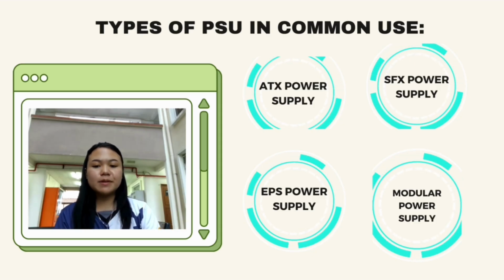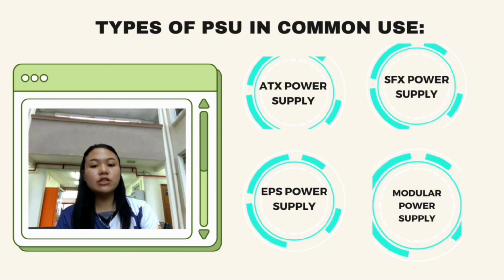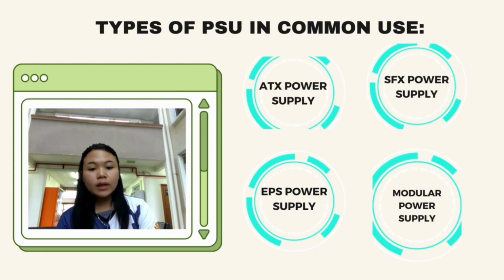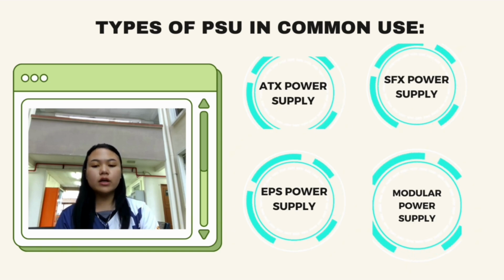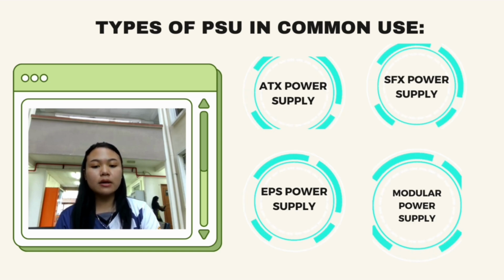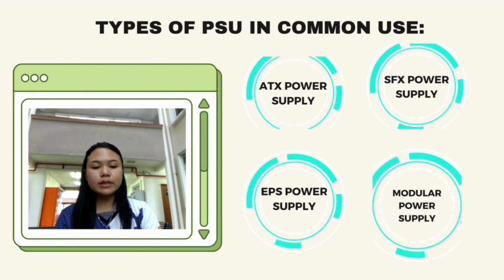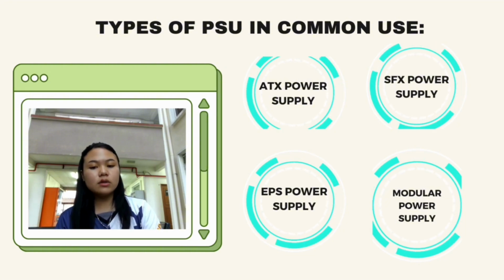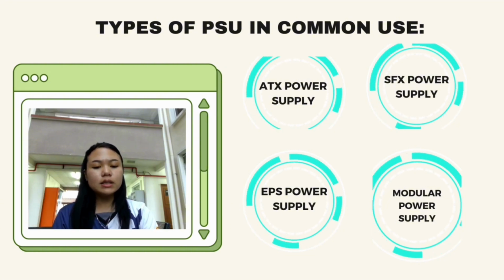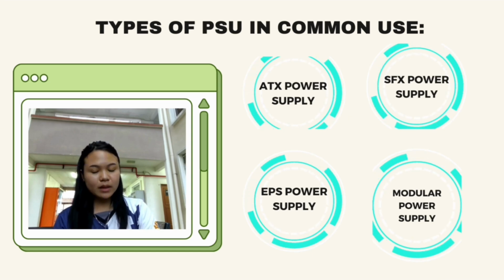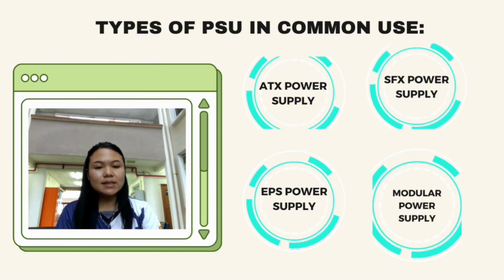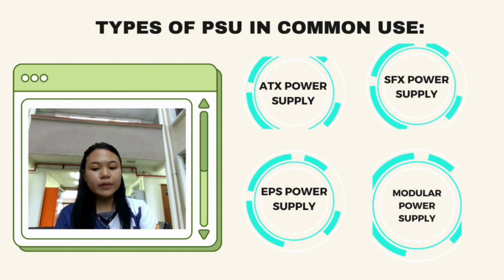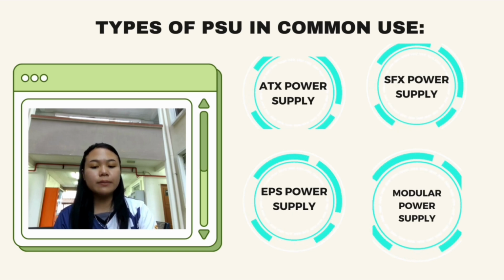Next, I would like to explain the differences of four types of PSU in common use and describe the functions of the connectors to power supplies. For your information, power supply units are responsible for converting electricity from a wall outlet into usable power for computer internal components. So, the first one is ATX power supplies. Second is SFX power supply. Third is EPS power supply, and lastly is modular power supply.